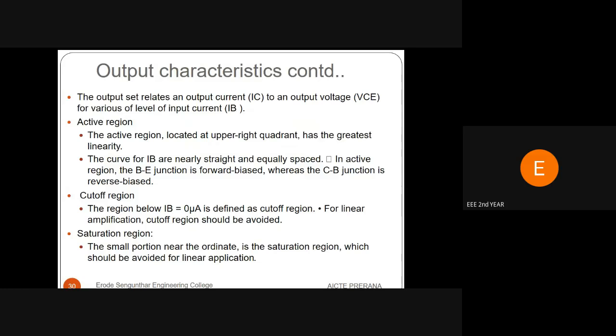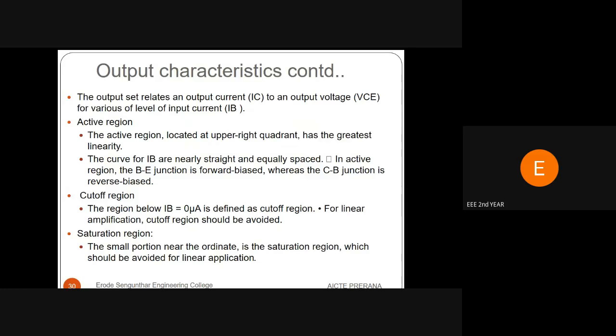In the active region, the emitter base junction is forward bias, whereas the collector base junction is reverse bias. When VCE is increased, reverse bias increases due to the early effect. A very small change is reflected as a very large change in beta.